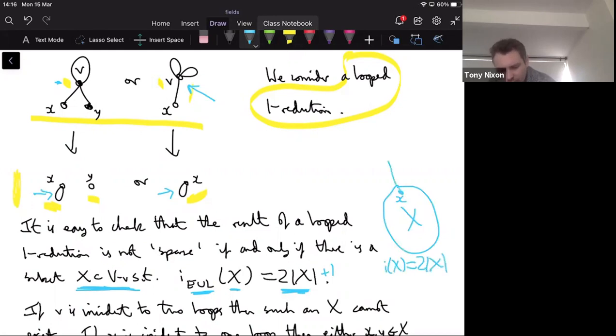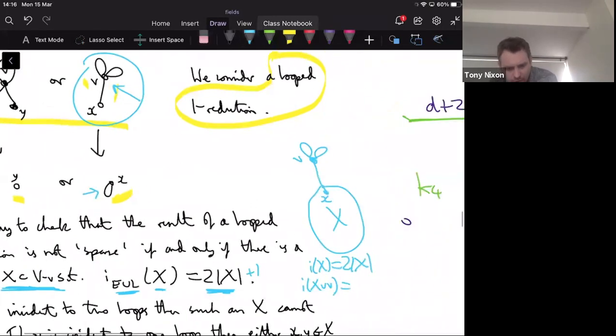So if we just look at the big graph, including this, when we add v and its free incident edges or loops, we would find that X union V, the number of edges induced there, is 2X union V plus 1, because we added one vertex, but we added 1, 2, 3 edges. And this violates the inequality we have.